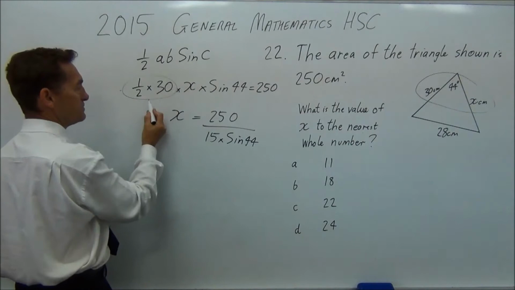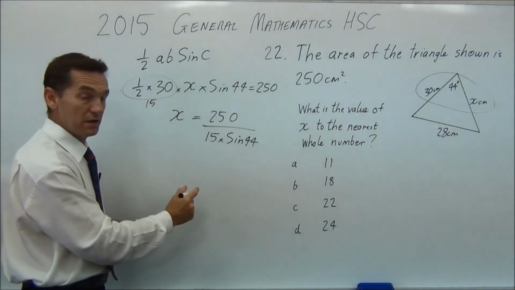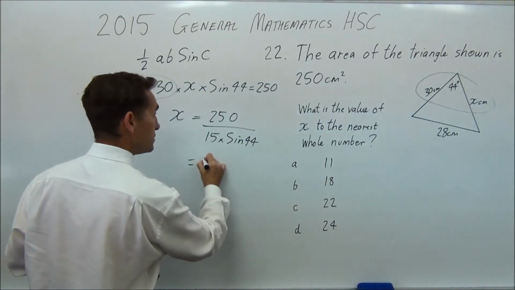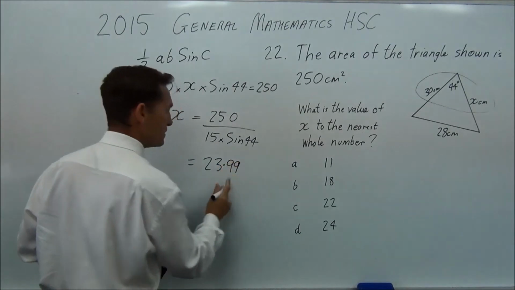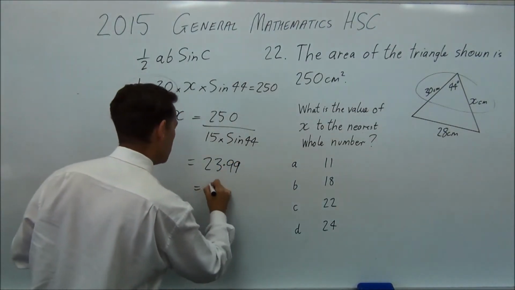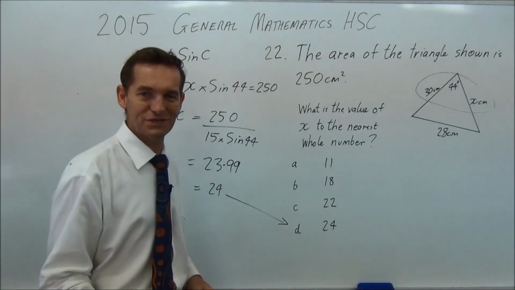So that's your 15. Punch that in your calculator, and what do you get? Well, you should end up with 23.99, and the closest whole number is obviously 24. So your answer's D, and you're done.